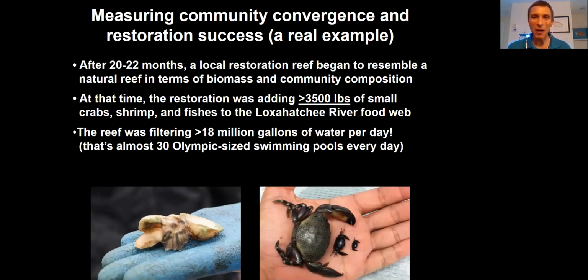So this is my final slide. I know you guys are probably anxious to ask some questions. This is kind of a summary of what I've seen in my oyster research from the perspective of the animals that move into a reef over time and the oysters themselves.